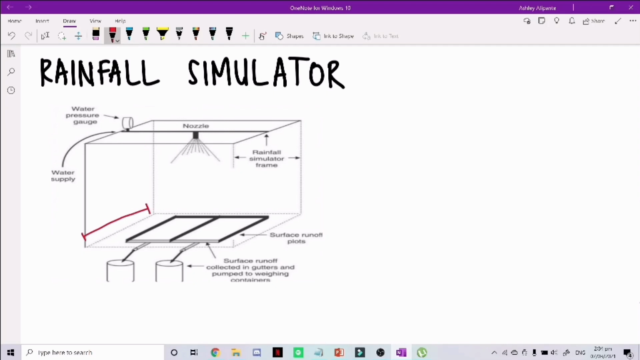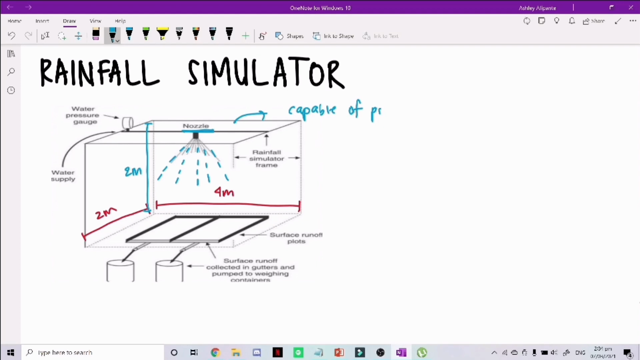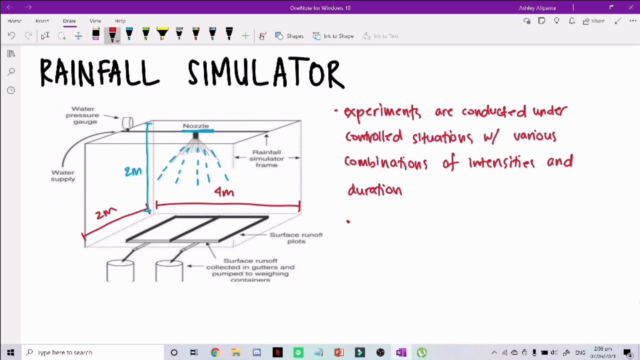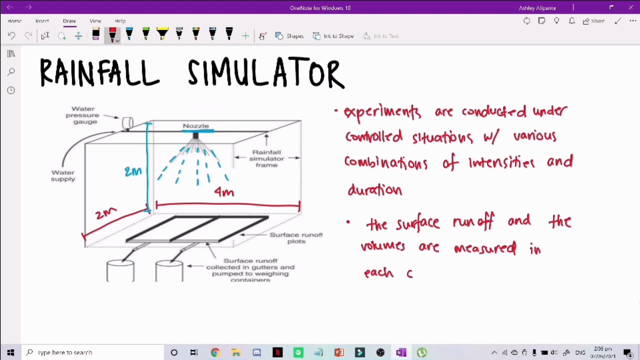The second measurement of infiltration is the rainfall simulator. A small plot of land about 2 by 4 meters is dedicated to this experiment. The specially designed nozzles produce raindrops falling from a height of 2 meters and are capable of producing various intensities of rainfall. The experiments are conducted under controlled conditions with various combinations of intensities and durations, and the surface runoff rates and volumes are measured in each case.